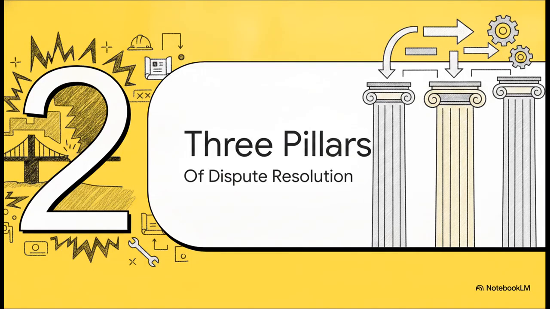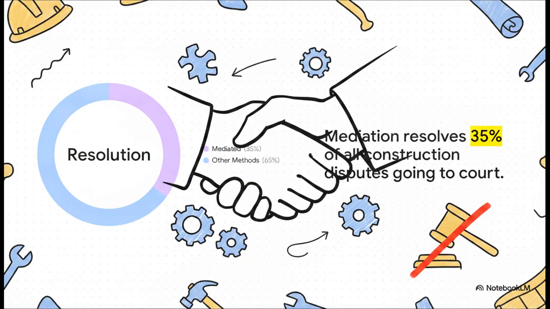Moving into our maintenance phase with Section 2, the 3 pillars of resolution. Now, what's really interesting about this is what happens when friction inevitably arises. We're seeing a massive trend toward mediation. In fact, research from King's College London, working with the Technology and Construction Court, shows that mediation is used to resolve about 35% of all construction disputes that head toward court.